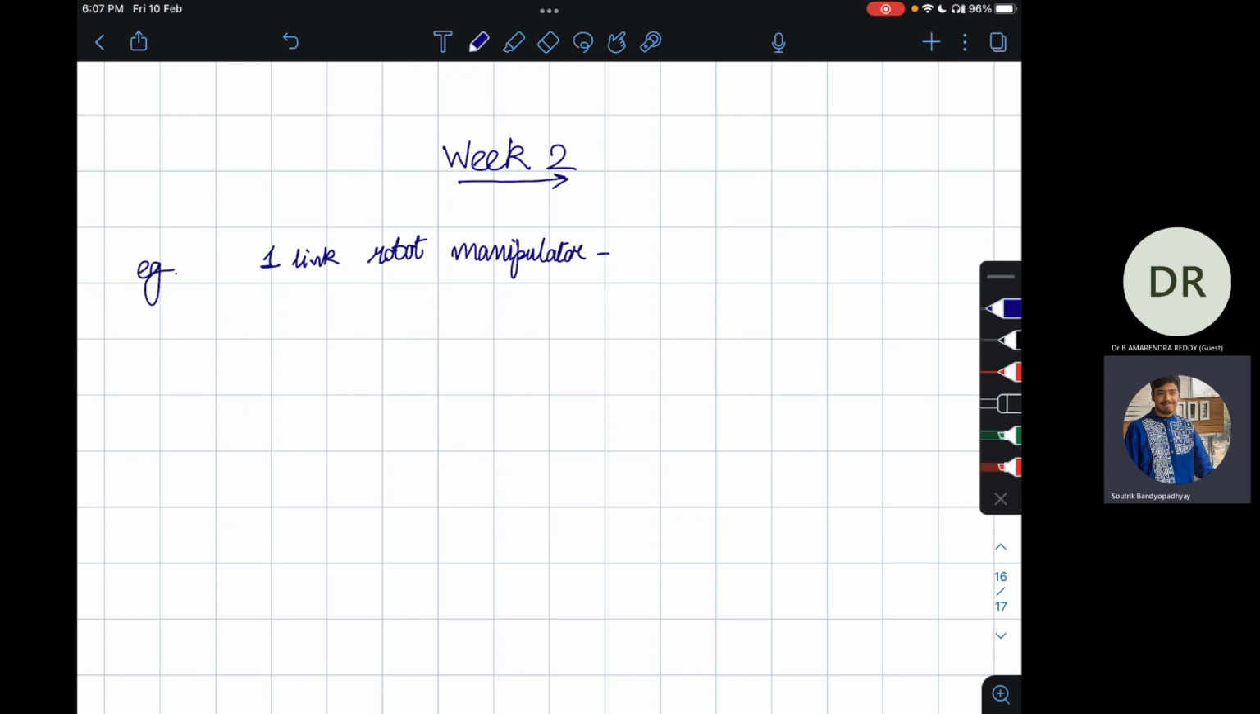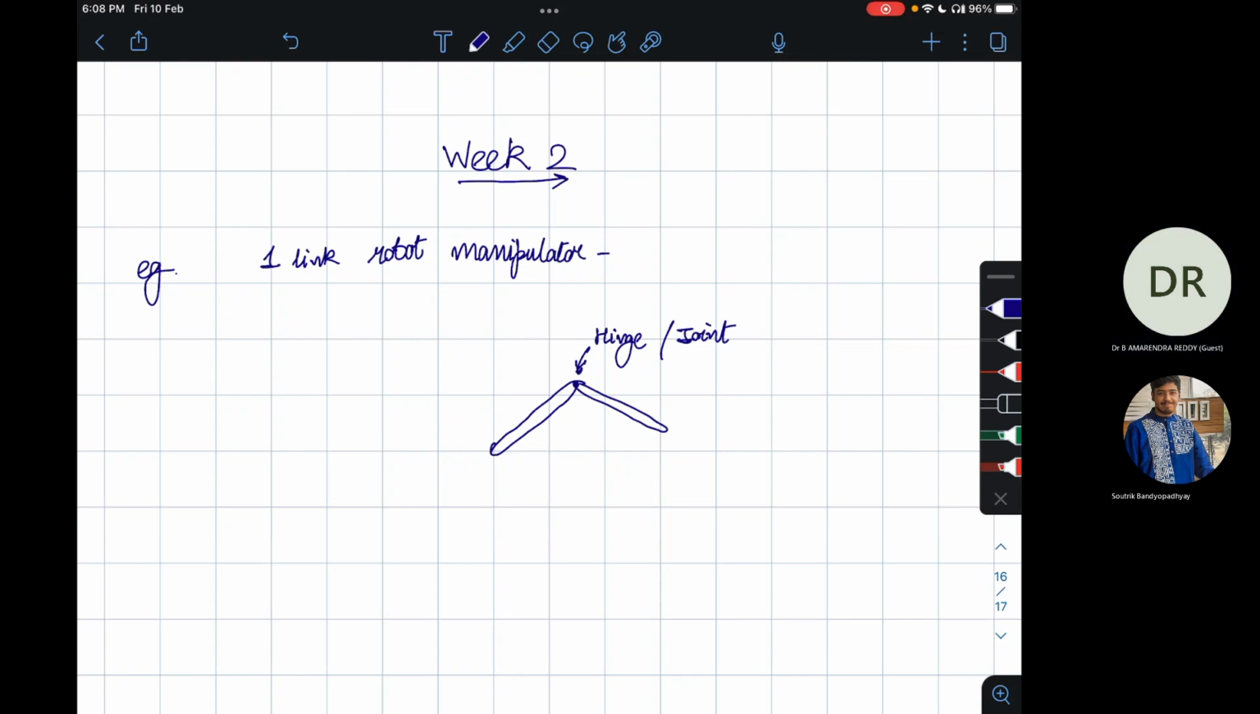So we would be talking about a single link robot. And what is a link? What do I mean by link? Suppose there are two rod-like structures which are connected by this hinge over here. This is a hinge, or whatever it is called, a joint. Joint, right? So these two are called the links.